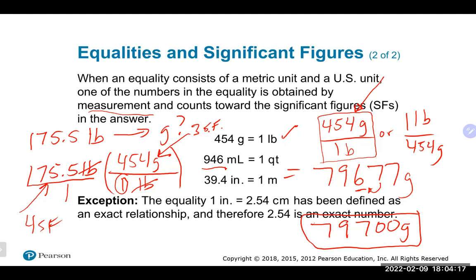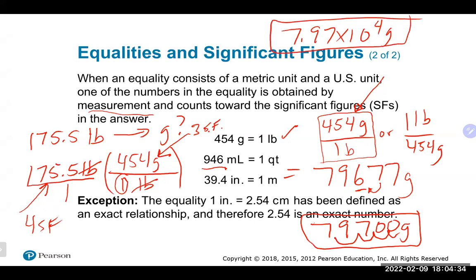The other way you could answer, like I said, is scientific notation, which would be something like 7.97 times 10 to the 1, 2, 3, 4 grams, and that also would have 3 significant figures in this case. Question on that? So that is the one sort of exception where you do need to think about the significant figures in a conversion factor. But I will say more times than not, the first number does have the least number of significant figures. So just keep that in mind.